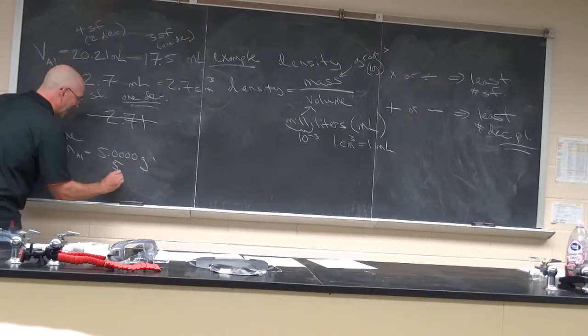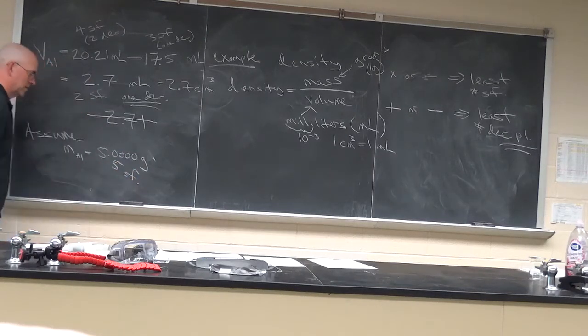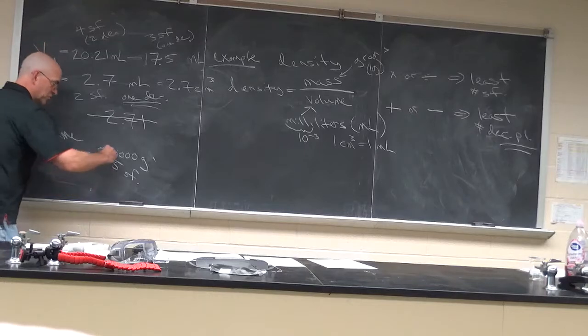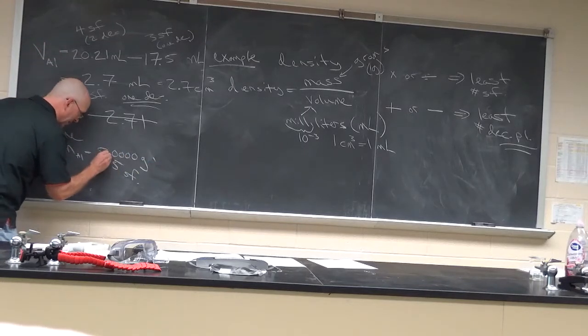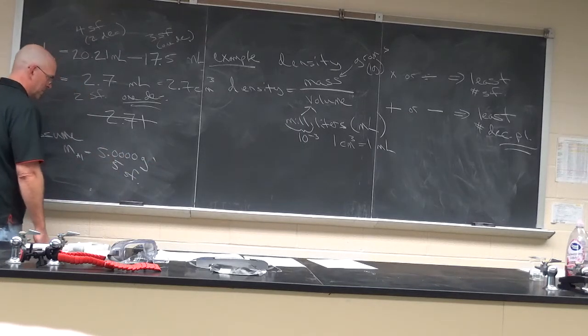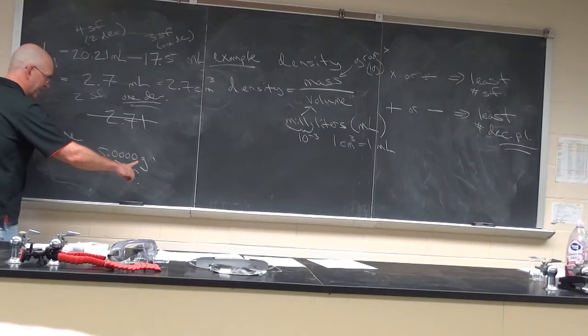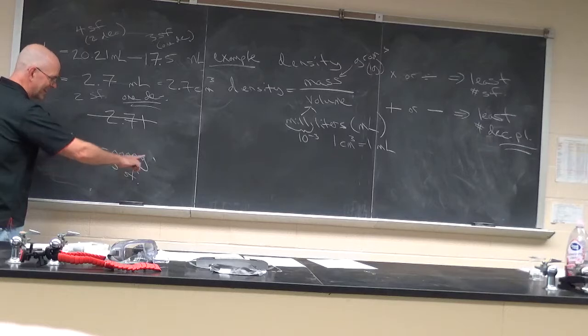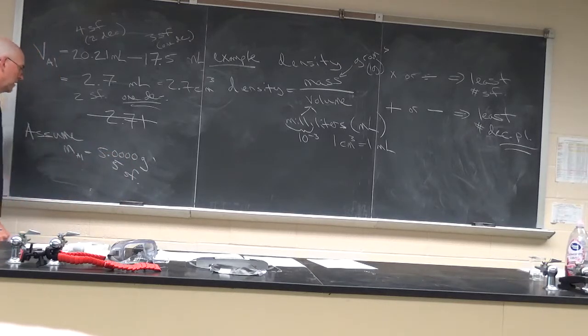1, 2, 3, 4, 5. 5 sig figs. Why are those zeros significant? They're trailing zeros. I erased the rules. They're trailing zeros, but there's a decimal place there. All of those are significant. Why would I write them down if they weren't? So again, that measurement's pretty tough to get.